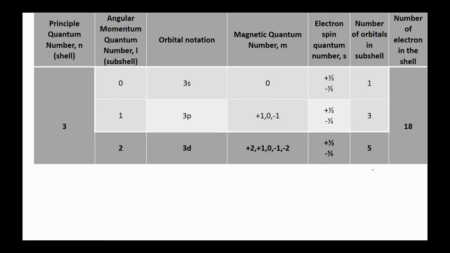Next, for n equals to 3, so the value of L is 0, 1 and 2. So when L equals to 0, maksudnya kita ada 3s orbital, 3p orbital and also 3d orbital. Okay, bila L sama dengan 2, maksudnya orbital dia bentuk D. Bila L sama dengan 1, orbitalnya bentuk P. Next, let's look at M. So the value of M depends on the value of L. So when L equals to 0, M also equals to 0.